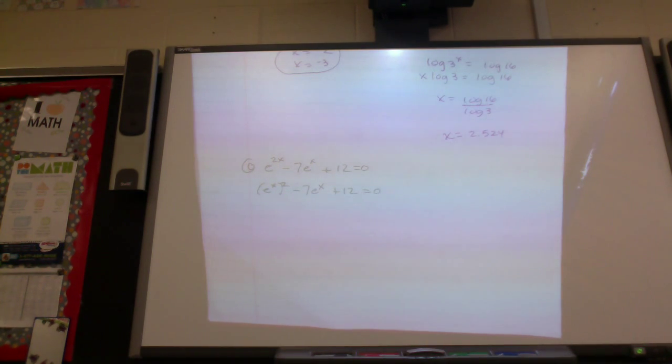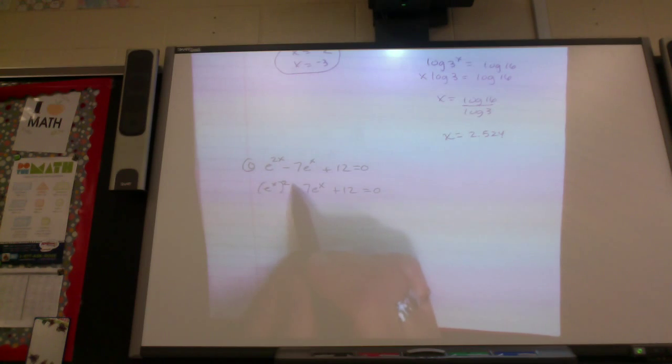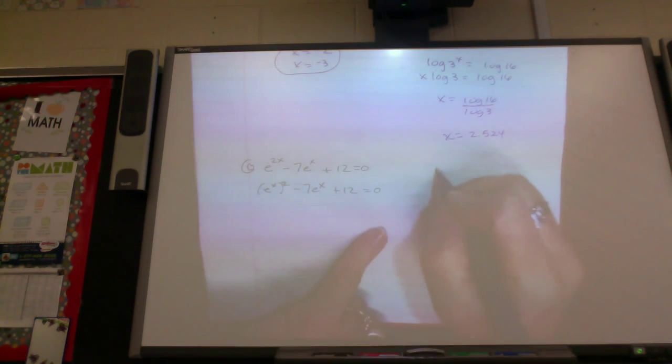Where did that get me? You now have 2 e to the x. I have just e to the x's. So what can I do now? Subtract 7e to the x from e to the x? No, because this is e to the x squared. Let's look at this.